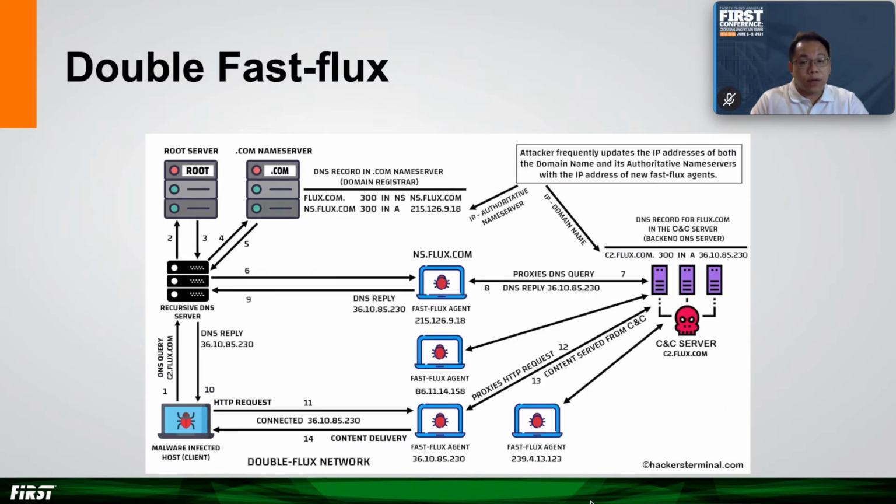Double fast-flux or double flux is a more sophisticated type of fast-flux. Double flux refers to dynamically and repeatedly changing the IP addresses of both the domain name and its authoritative name servers, with a very low TTL value as well. This provides an additional layer of redundancy and survivability within the malware network.